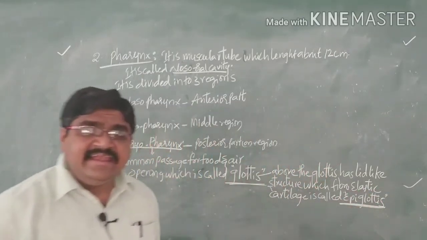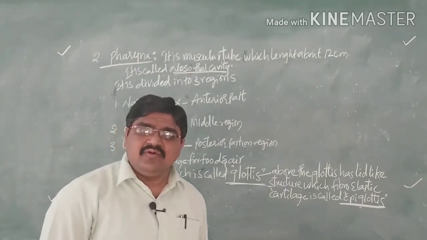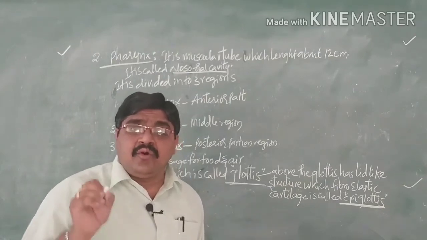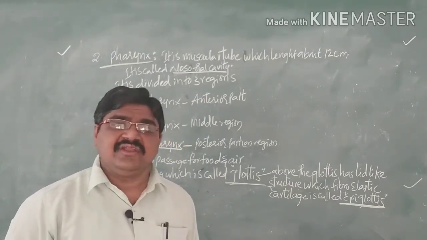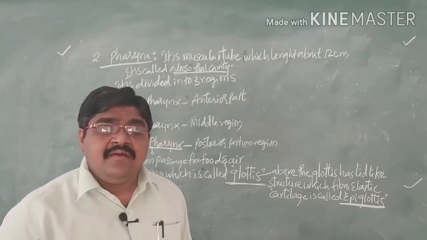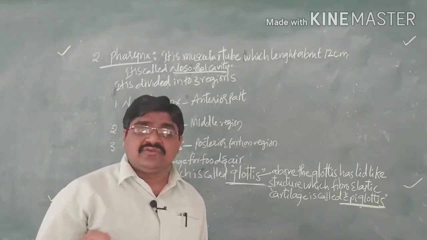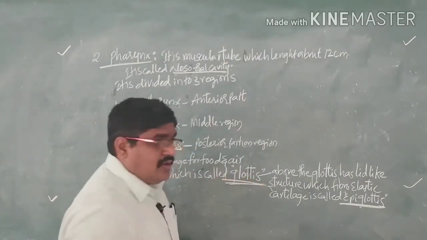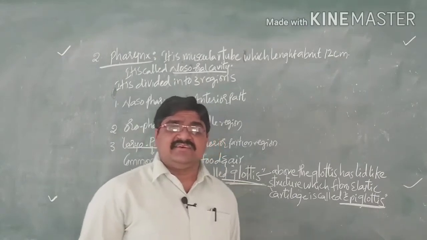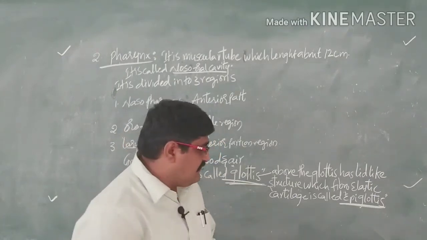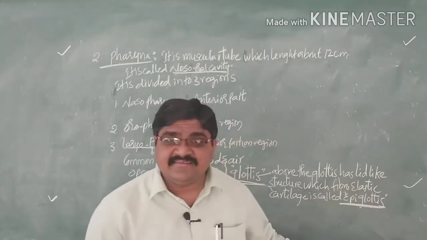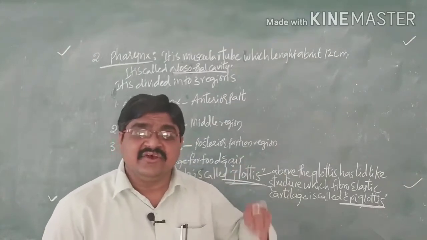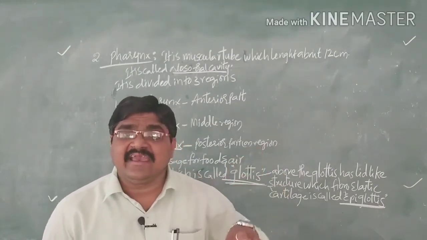It is a lid-like structure presenting above the pharynx, made up of fibroelastic cartilage. The opening in the pharynx is the glottis, and above the glottis is this lid-like structure. What is the function of the epiglottis? It prevents the entry of food particles into the nasal cavity.